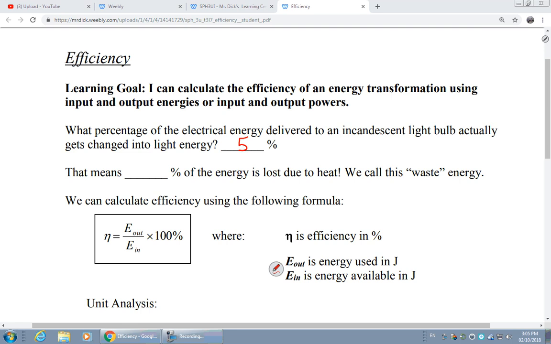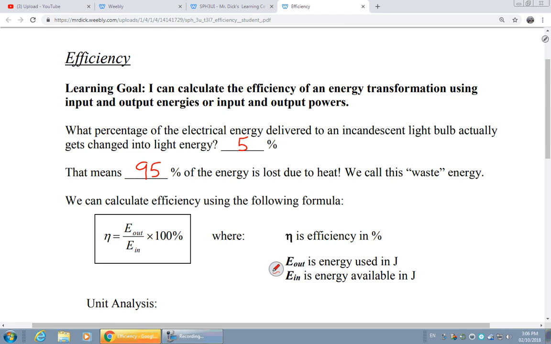Now, it didn't actually get lost, but it turns out that other 95% was just converted into heat, something we weren't looking for in the first place. We call it waste energy because it wasn't what we were looking for, and it's really hard for us to get it back. We've wasted that energy. What we're talking about here is the efficiency of the light bulb. Efficiency is a measure of how good things are at changing energy over from one form to another without losing it to some other form that we're not seeking in the first place.